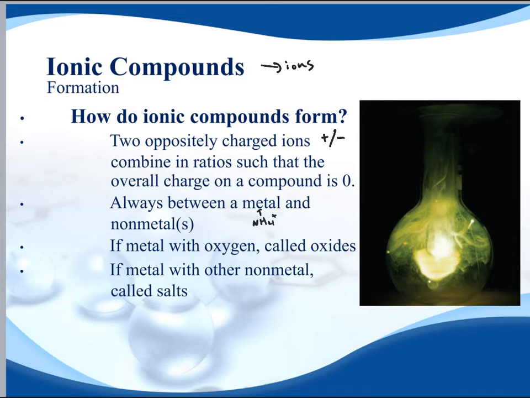If you have a metal that combines with oxygen, we call those compounds oxides. These are the things that you typically think of that are rust. So iron oxide is an example of rust. Okay, a metal oxidizes over time if you leave it exposed. If a metal reacts with another nonmetal, we call that a salt.